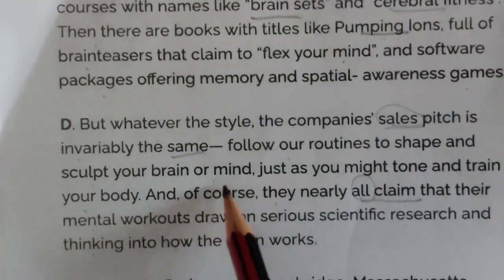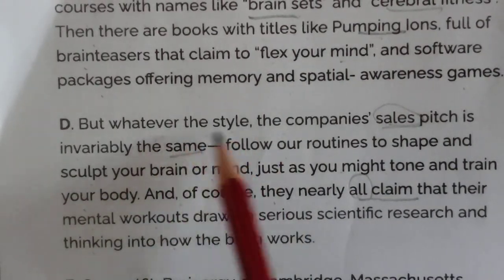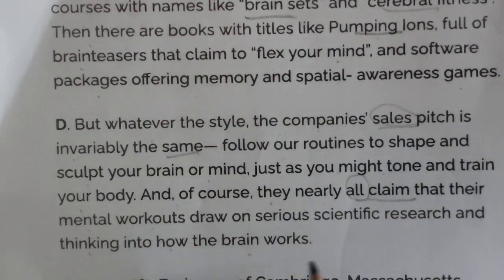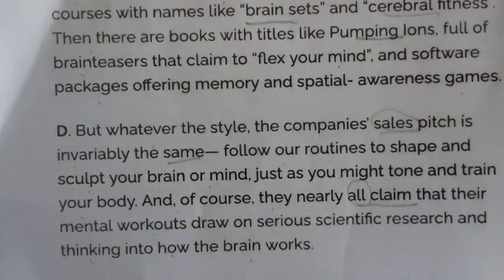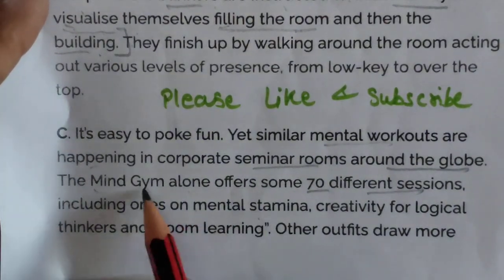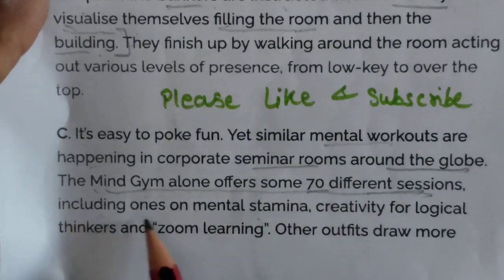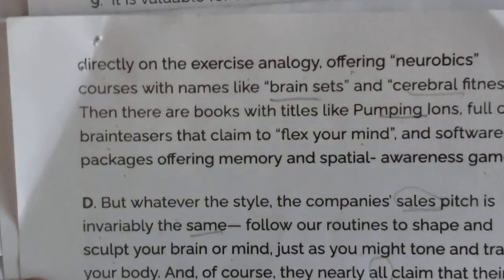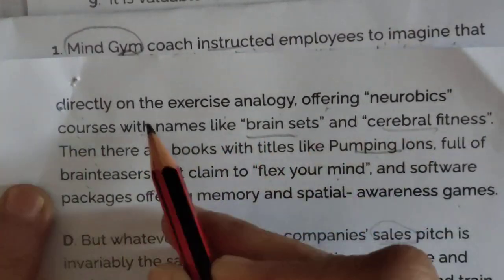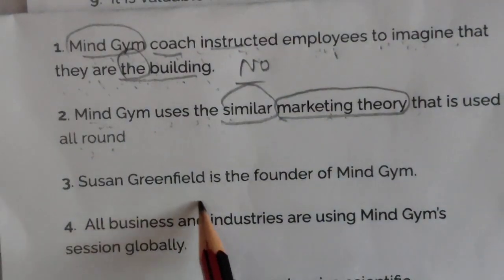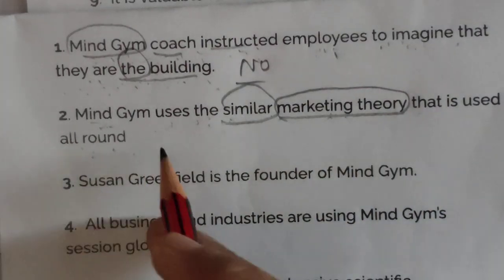So all they are talking about is mind gym throughout. Whatever the style, the company's sales pitch is the same: follow our routines and all, and they nearly all claim that their mental workout. So everything they are talking about is this mental gym. We just discussed in the C paragraph, they were talking about mind gym alone offering some 70 different sessions, including ones on mental stamina, creativity, logical thinking. So you just read it thoroughly, and definitely you will come to know. Courses with names, so many things, books also they are giving, but whatever the style, the company's sales pitch is invariably the same. So mind gym uses similar marketing theory that is used all around. So what do you think? So we can write here yes.